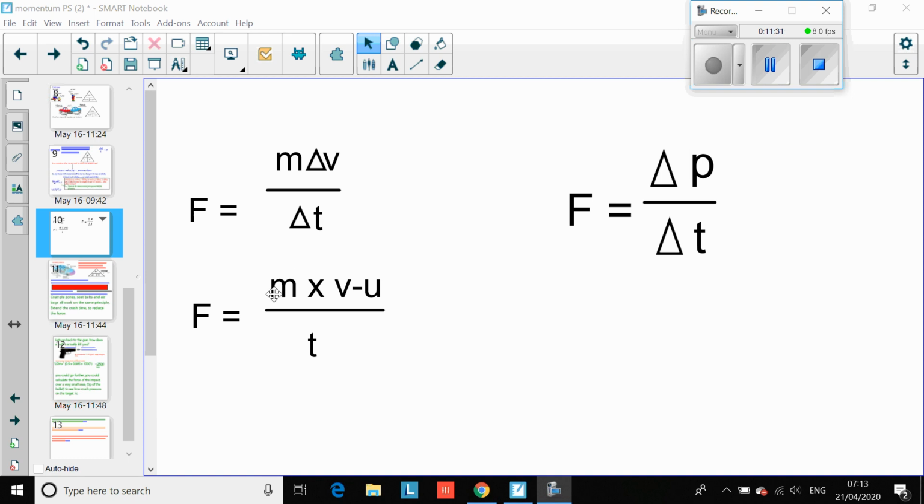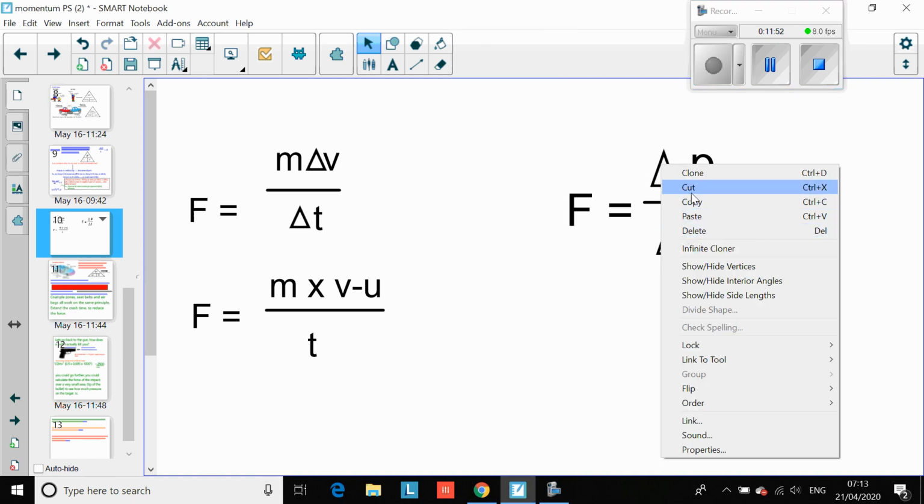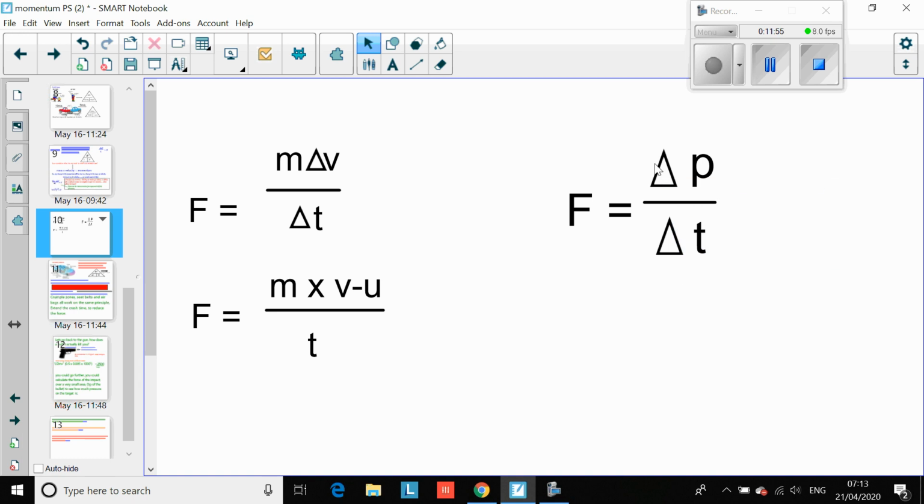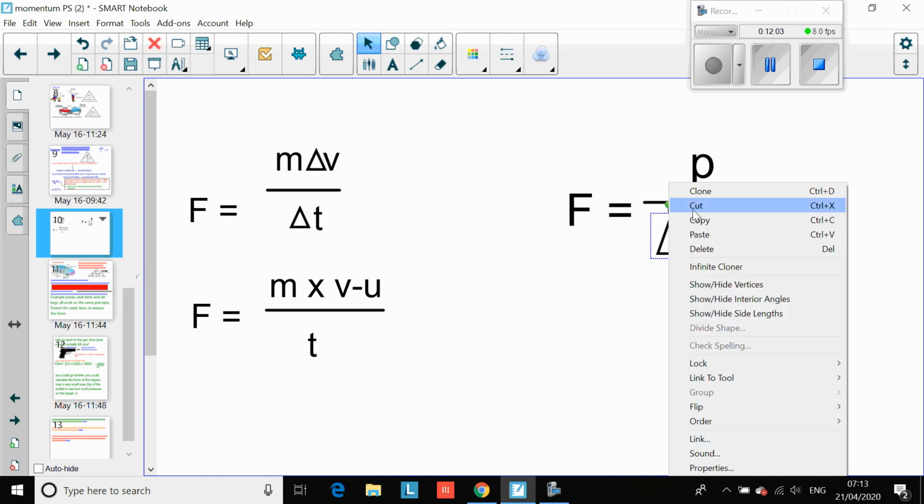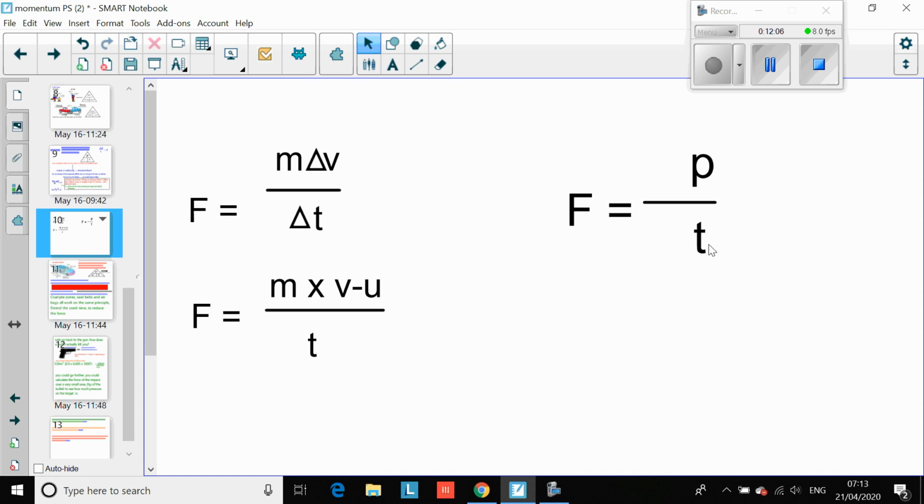You could also express it like this: mass times final velocity minus initial velocity divided by time. Or you could just say, because mass times velocity gives you momentum, change in momentum divided by change in time. In fact, you could even get rid of the whole change of part. Momentum divided by time gives you force, because that would be simple.